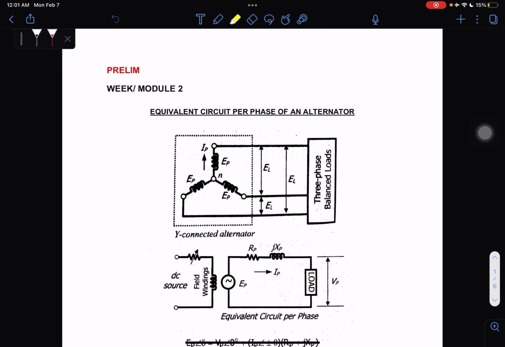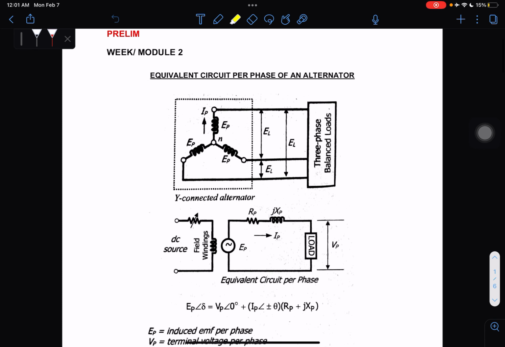Okay, welcome back. So for our prelim week, module number 2, our topic is about the equivalent circuit per phase of an alternator. It is a continuation of our module 1. So we have here a diagram for a Y connected alternator.